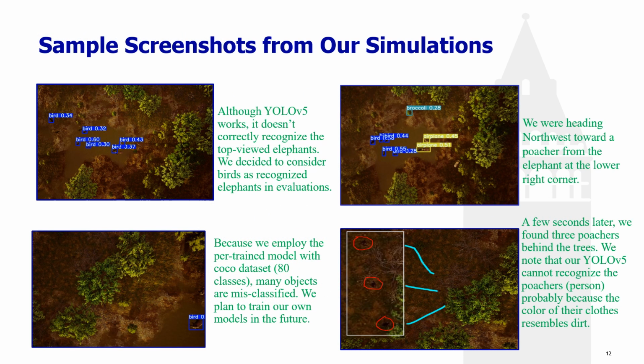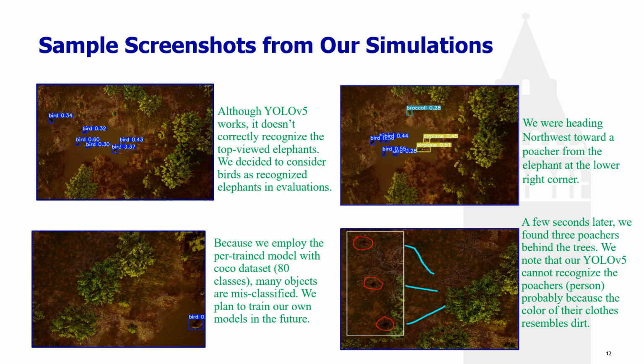Here are some screenshots from our simulations. The picture on the top left shows that YOLO v5 can identify that the elephants are an object. However, because this YOLO v5 model was not trained by ourselves, it doesn't recognize that the elephants are elephants, but rather sees them as birds. The pre-trained model we deployed was not trained to identify elephants from a top view, so it failed to recognize the elephants.